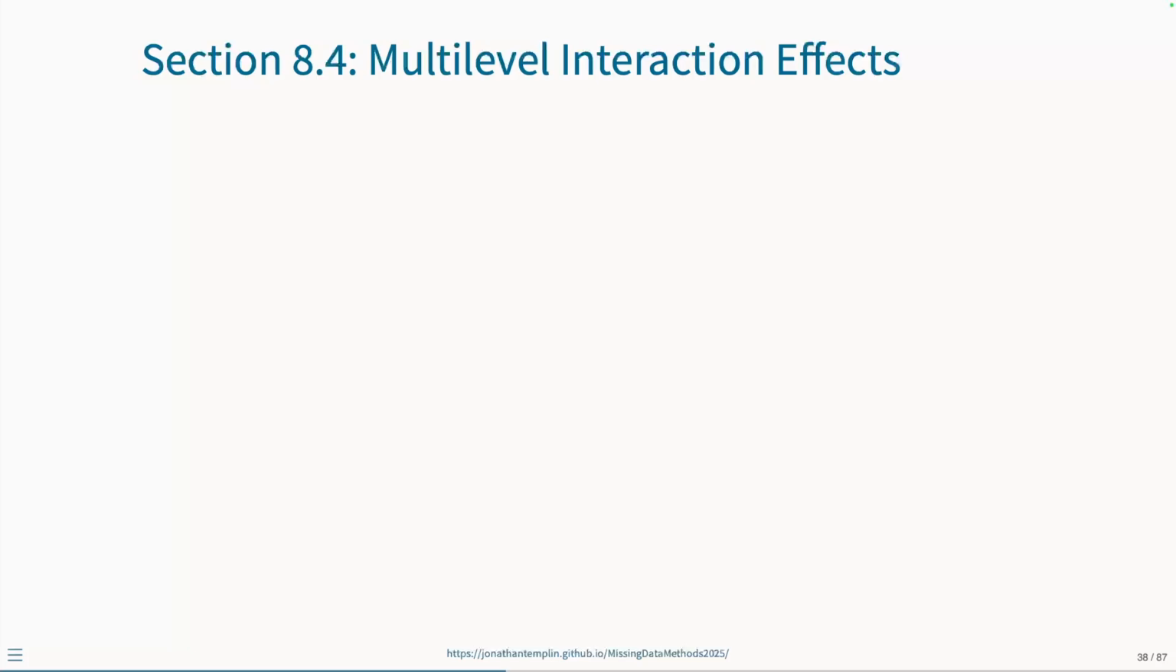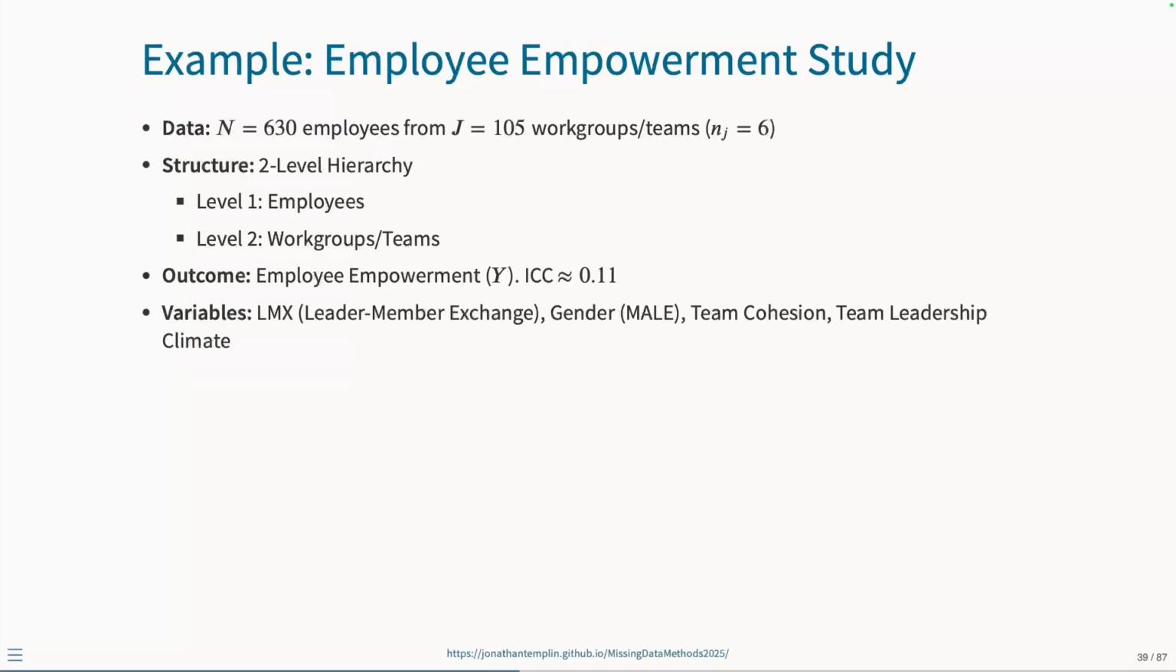All right. Multi-level interaction effects are going to work very similarly again. This is the example he gives from an employee empowerment study where you have 630 employees from 105 work groups or teams, with about 6 per team. Level 1 is employees nested within those work groups or teams. Your outcome variable is empowerment. That sounds good, I like empowerment. The other variables are leader member exchange, LMX. That makes it sound really nice. The gender, in this case male, team cohesion, and team leadership climate.